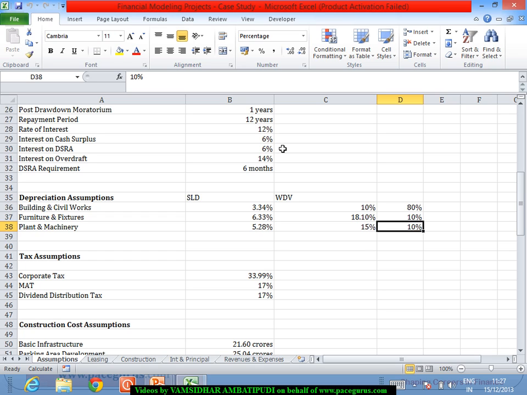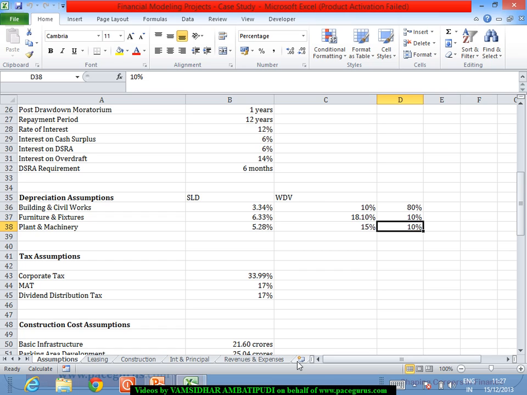So for the depreciation, whatever I have capitalized, all those costs I would typically allocate over the remaining years of the usage of the asset.